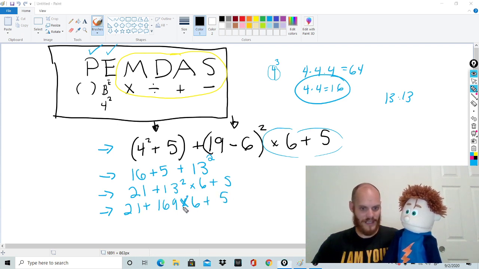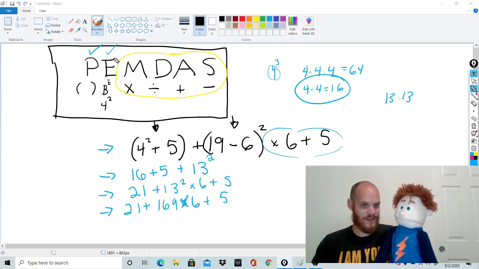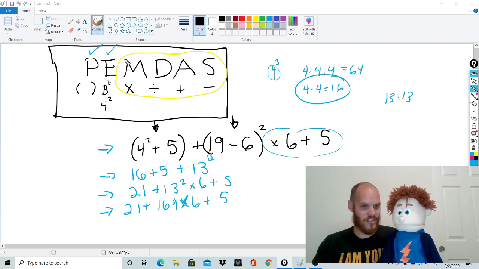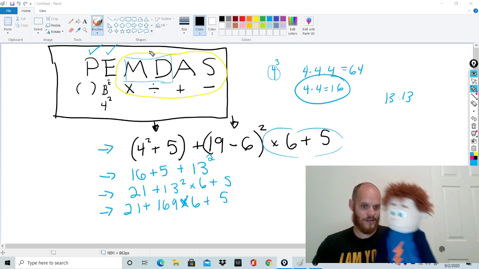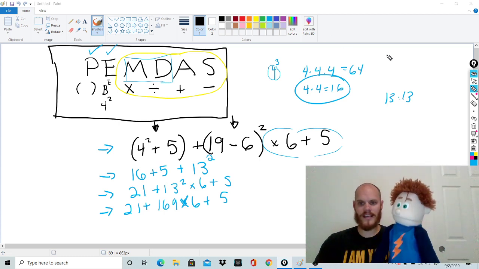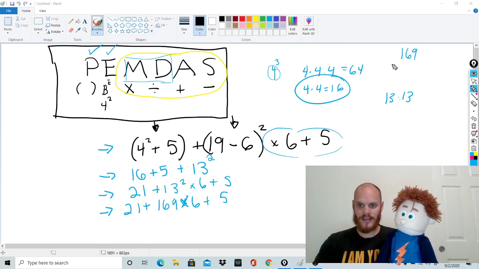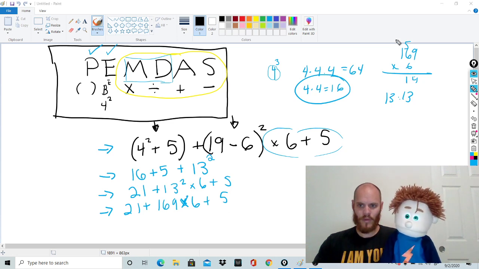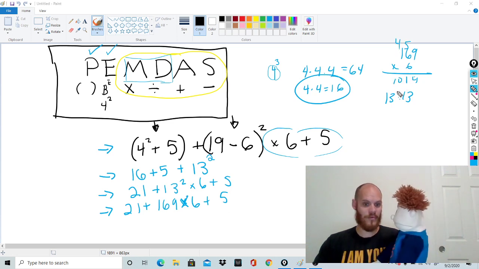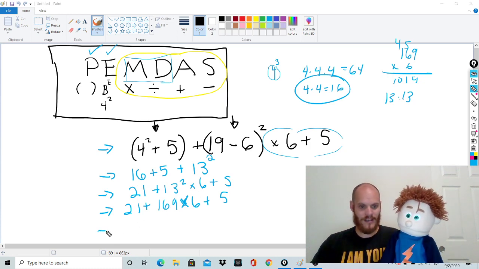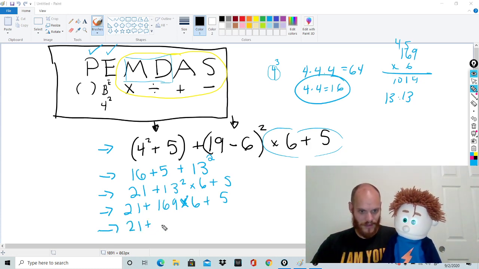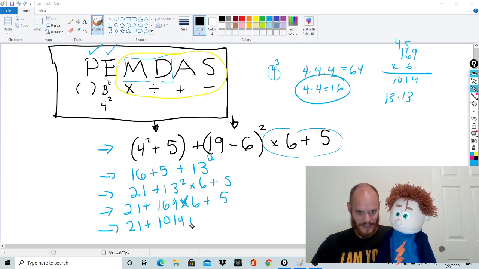All right, so here's where we're starting to see something different. We did all our exponents, check. Now we need to look to see if there's any multiplication. Generally, you want to group this together: is there any multiplication or division? Is there? Yeah, 169 times 6. Exactly, so I'm going to do that. 169 times 6, which is 54, carry the 5, 41, 1014. Holy cow. Yep, holy cow indeed. Notice I'm doing a new line. So now I've got 21 plus 1014 plus 5.